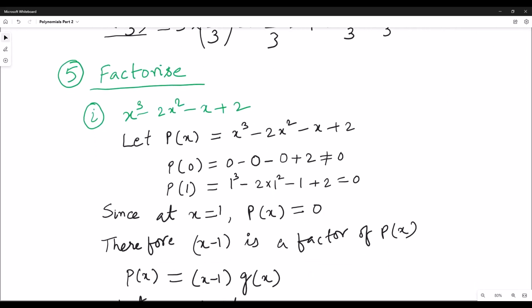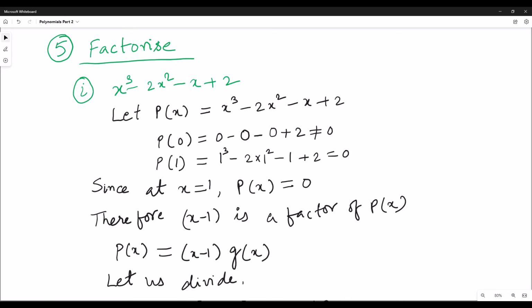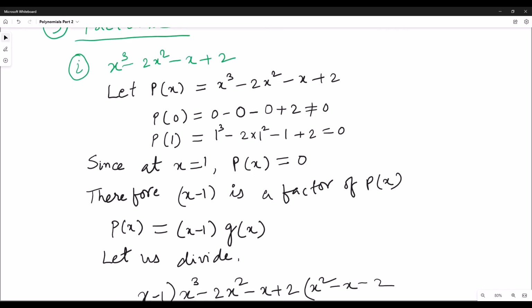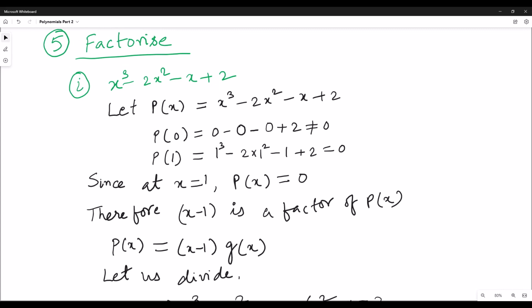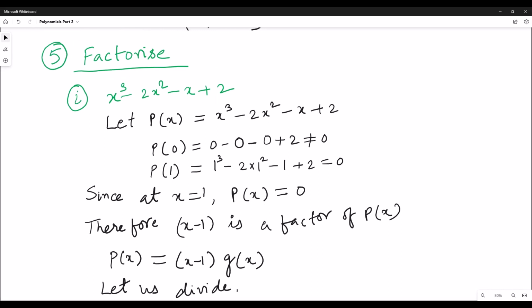Let us factorize x cube minus 2x square minus x plus 2. One of the ways by which you can factorize a polynomial is finding the roots of the polynomial. If a is a root of this polynomial, that is, if x equals a, p of a is 0, then x minus a is a factor of p of x. That is coming from the factor theorem.